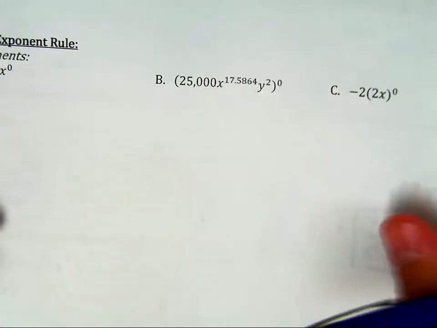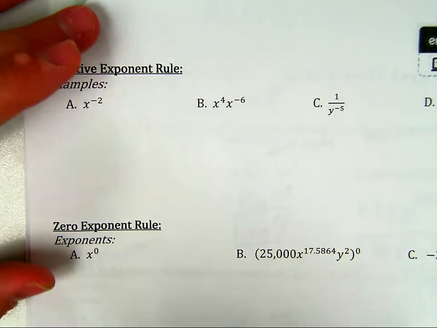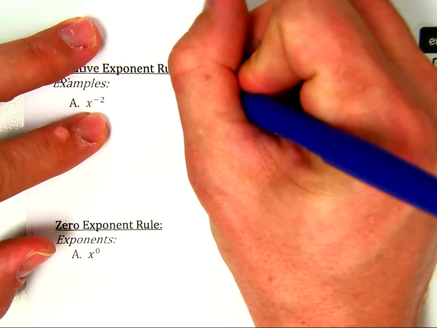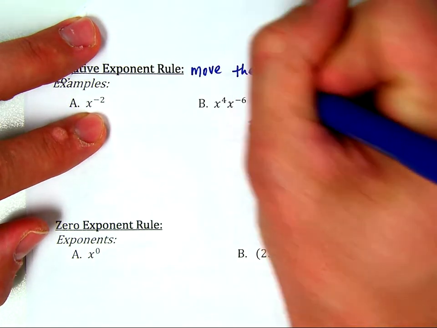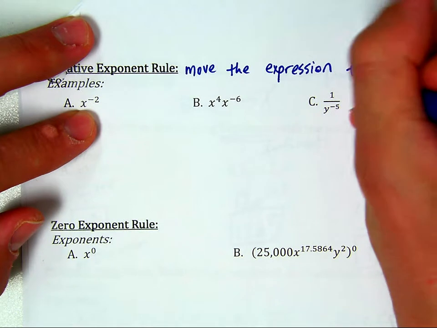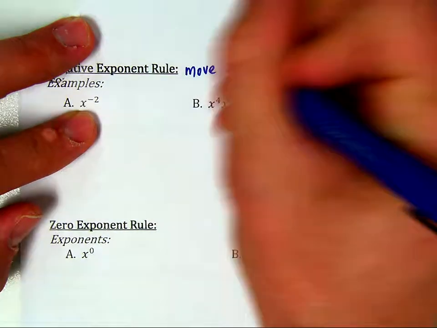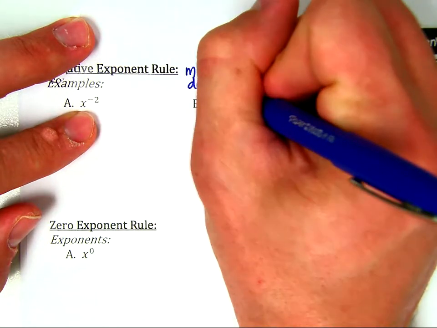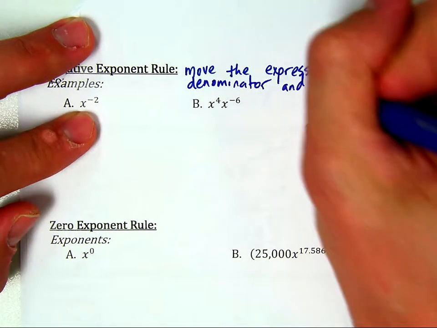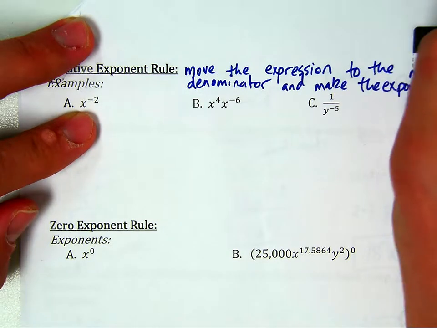Okay, so for instance, the negative exponent rule is we take the reciprocal of the expression. Or in other words, we move the expression to the numerator or denominator, and you make the exponent positive.